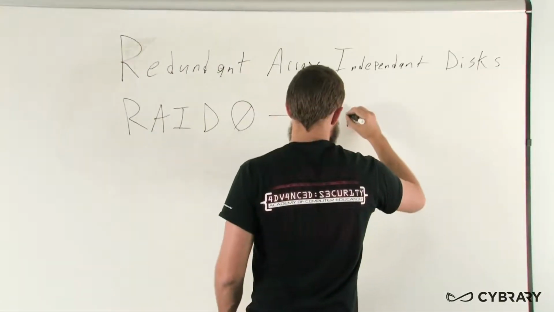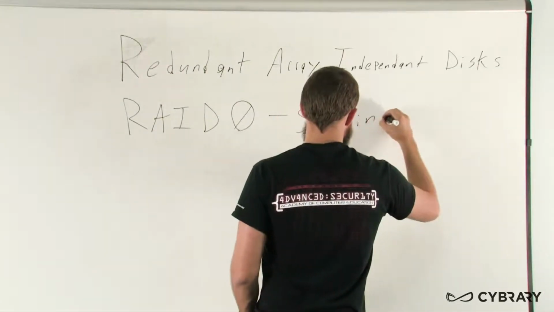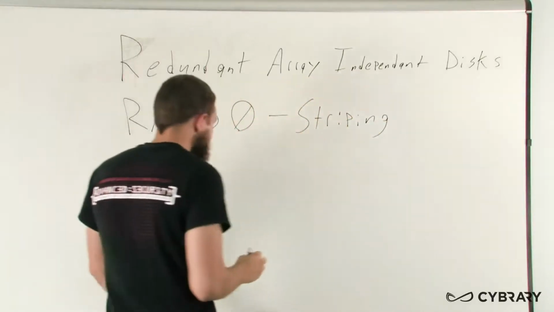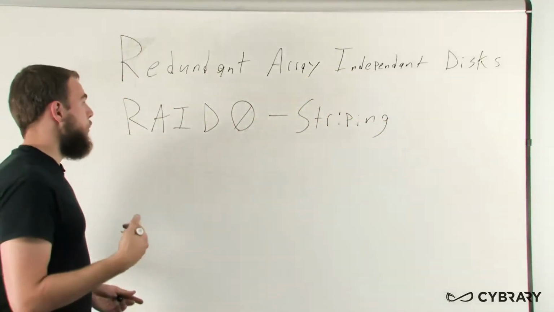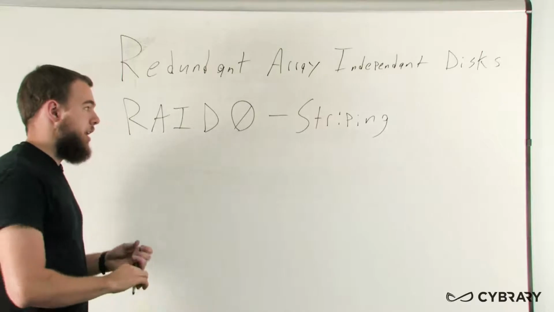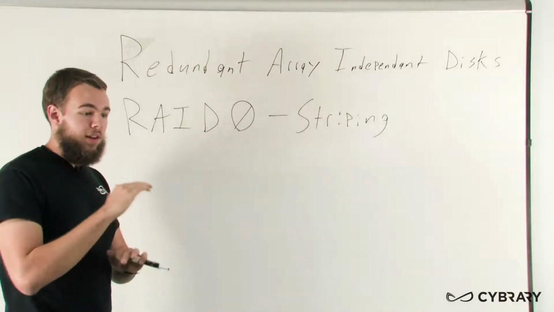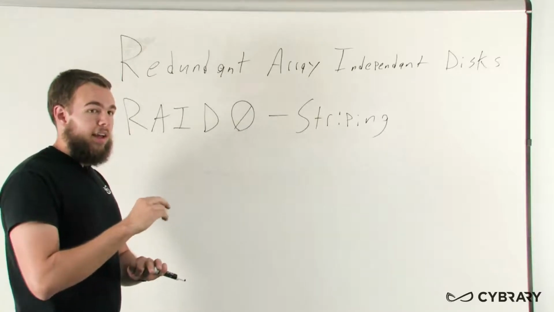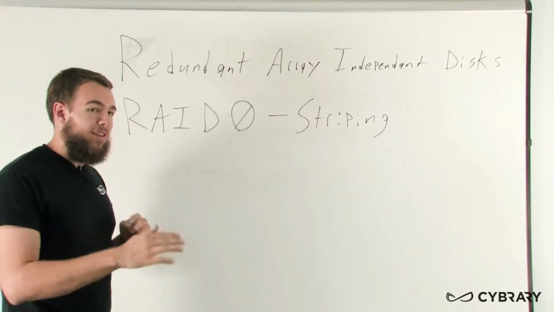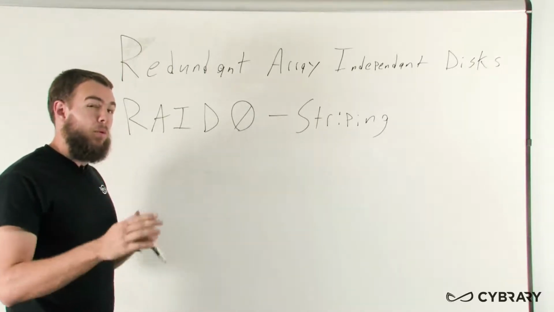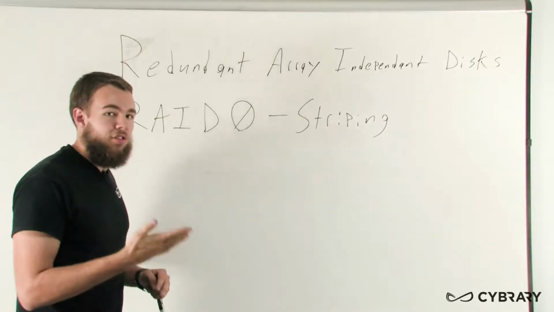When we talk about RAID 0, the key term that we want to remember is striping. Now, when we talk about striping, what we mean is we actually have at least two hard drives. We have at least two drives that we can write to at the same time, as we're performing functions on our computer.